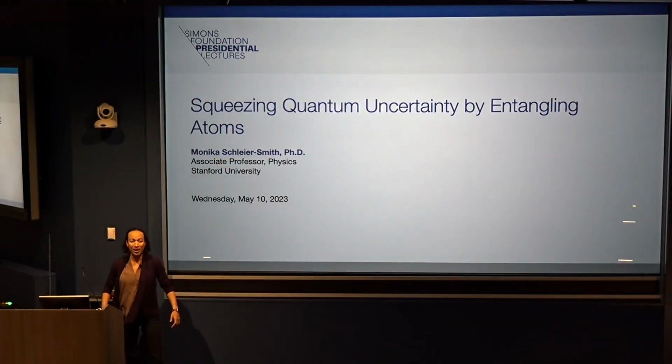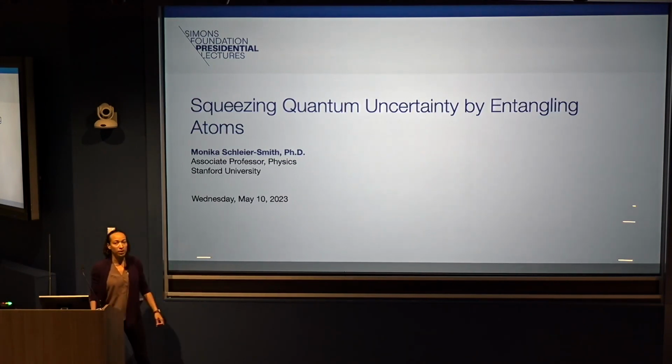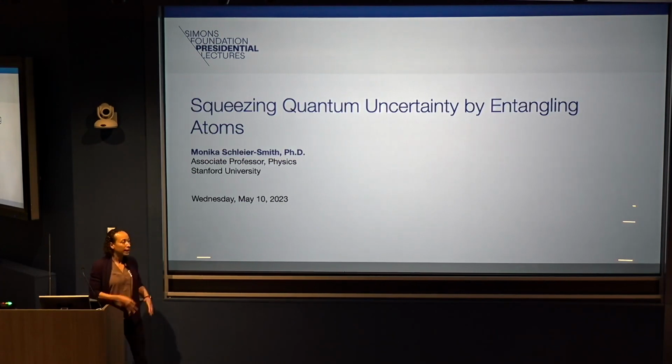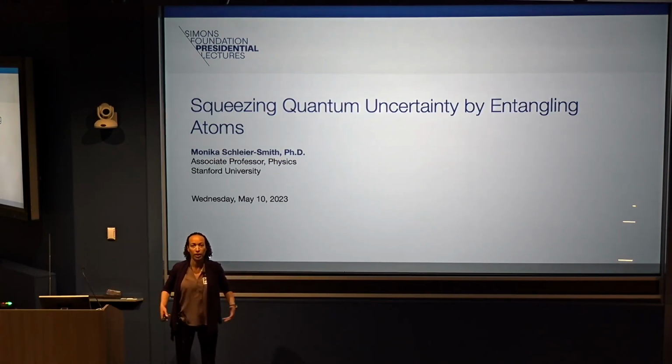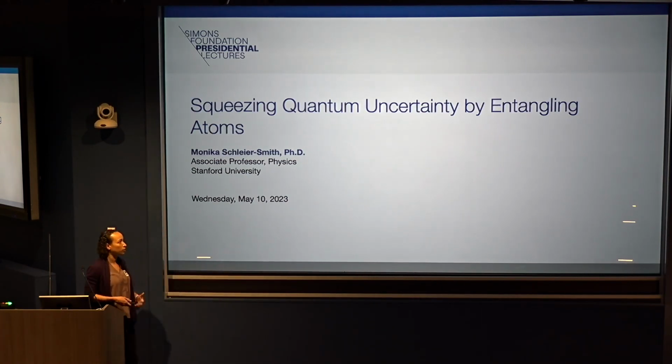So the title of my talk is Squeezing Quantum Uncertainty by Entangling Atoms. And I thought I would start, since I have these terms quantum and entanglement in my title, by giving a whirlwind introduction, so we're all on the same page, to just the general concept of quantum information.